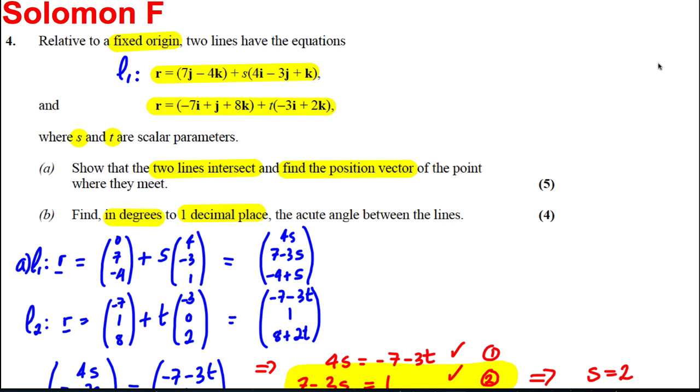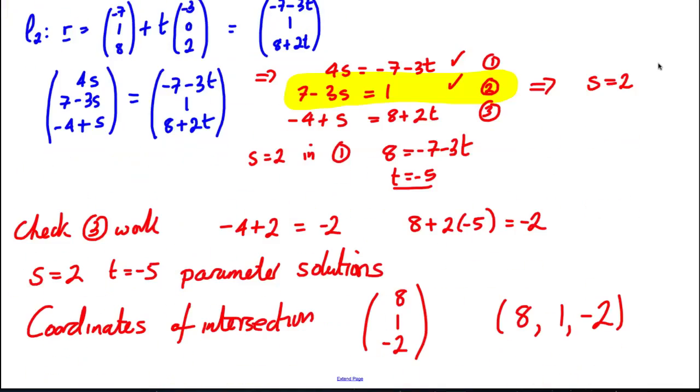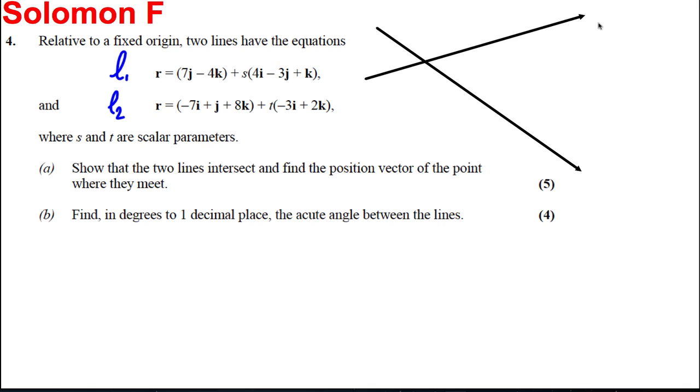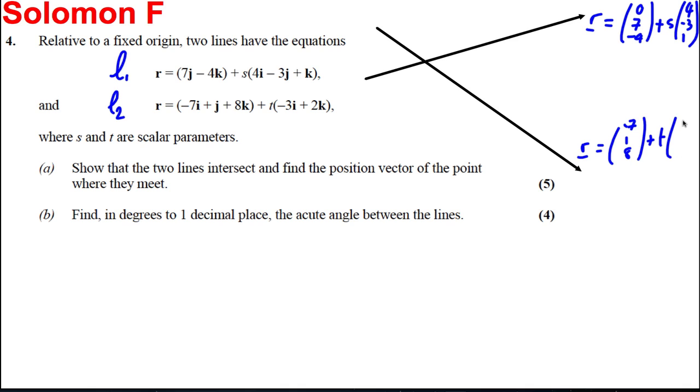Okay, so we've done the first part, and then we have to find the acute angle between the lines. Well, actually, I can rub all this out. To find the acute angle between two vector equations of lines, say these are the two lines, L1 and L2, and I know that the vector equation of the line is 0, 7, negative 4 plus s lots of 4, negative 3, 1, and this equation of the line is negative 7, 1, 8 plus t lots of negative 3, 0, 2. If I want to find the angle between these two lines, and I know the intercept from part A, all I need is the direction components. That and that. That's all I care about for this. So I just need to know that the direction of line 1 is 4, negative 3 and 1, and the direction of line 2 is negative 3, 0, 2.